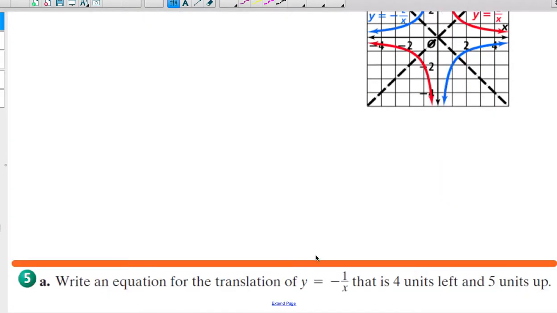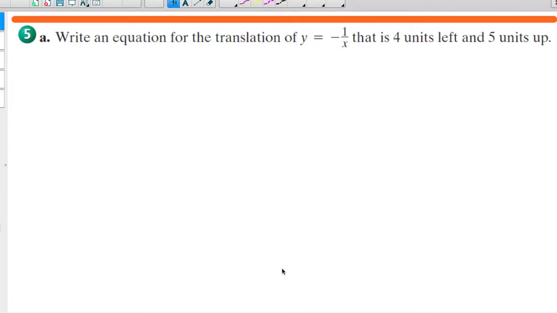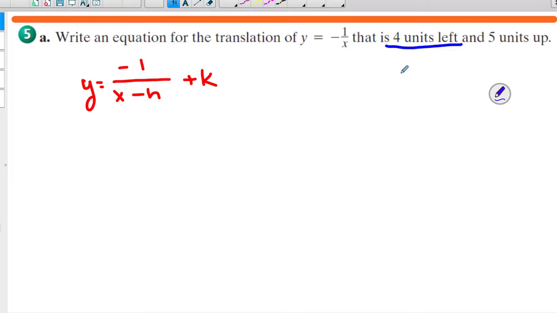All right, now let's go ahead and move on and do this final example. Write an equation for the translation of y equals -1 over x. So the parent function in this case is -1 over x minus h plus k. So now we need to determine what is my h, what is my k. This says 4 units to the left, right? So I'm going 4 units left, which means x is -4. And then 5 units up means that we have y is 5.